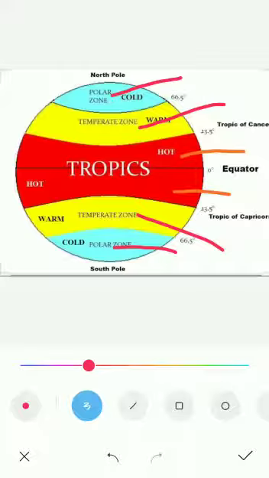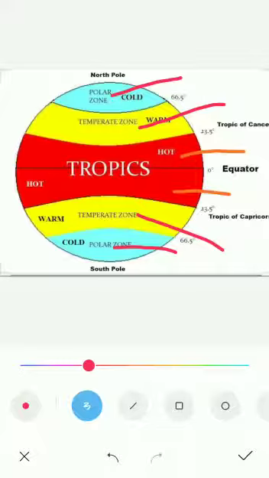Torrid zone. The torrid zone extends on both sides of the equator. You can see this red color. It is in the northern part as well as in the southern part. So it extends on both the sides of the equator, from Tropic of Cancer in the northern hemisphere to the Tropic of Capricorn in the southern hemisphere. You can see this red color. This is the torrid zone.